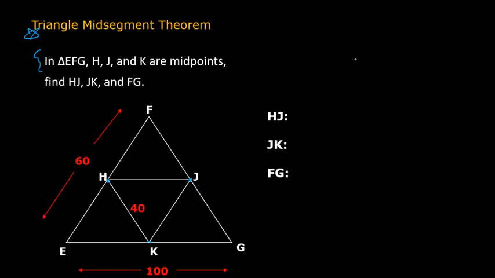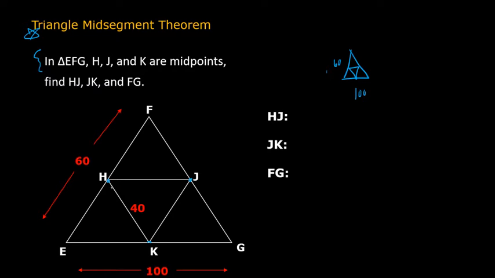Okay, so for example, if I was just given a triangle that looked like that one, and it had some measures on it, but it didn't tell me anything about the relationships between any of the points or anything like that, I couldn't really press forward because I wouldn't know if it'd be appropriate to apply the triangle midsegment theorem.